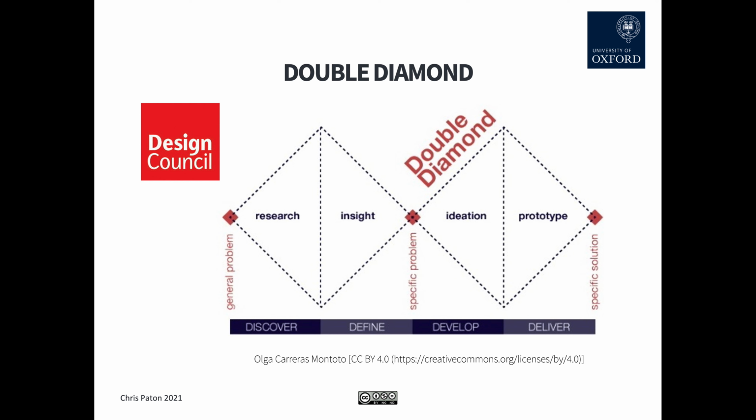So the idea is there's these two diamonds. The first diamond is to work out what the specific problem is. So you have a general problem, the area that you're interested in, and you do research in all sorts of different ways of looking at that problem, but then you come down to what is the core, real, specific problem that you want to address. And then again you expand out and you come up with lots of ideas about how you can try and solve that problem. And then you come down, by prototyping, to a specific solution to that problem.